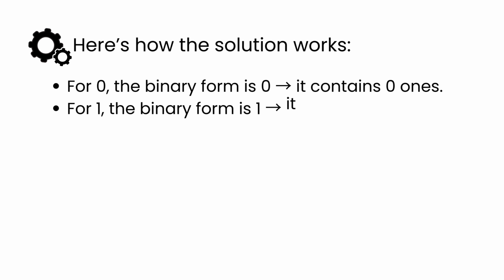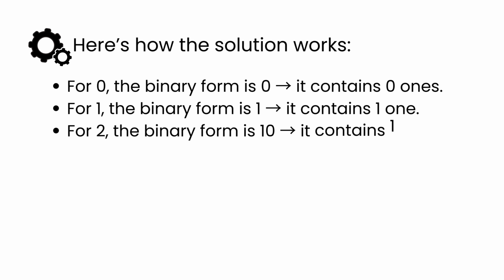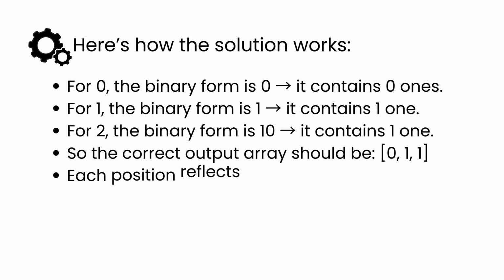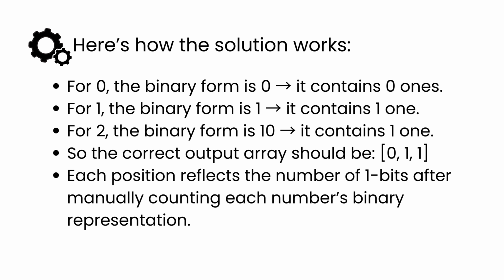For 0, the binary form is 0, it contains 0 ones. For 1, the binary form is 1, it contains 1 one. For 2, the binary form is 10, it contains 1 one. So the correct output array should be 0, 1, 1. Each position reflects the number of 1 bits after manually counting each number's binary representation.